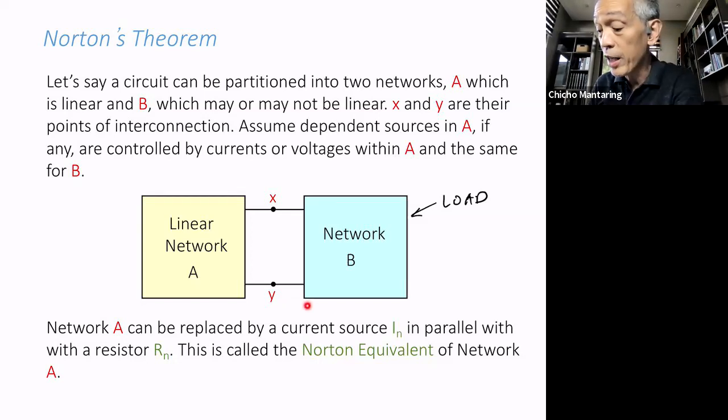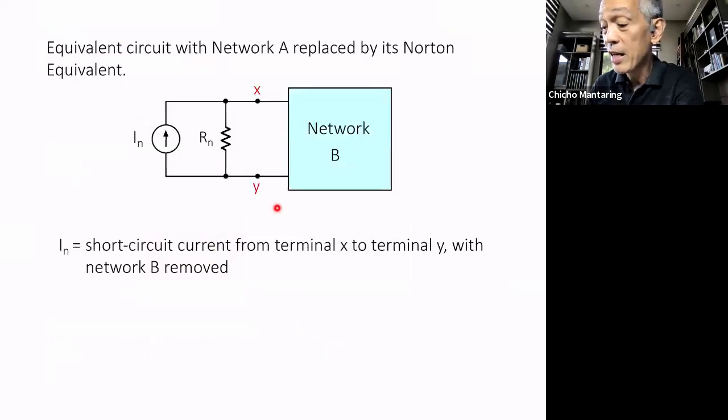So I can redraw this this way. So your network A is now replaced by my Norton equivalent. So with network B connected, it is now easier for me to compute for the values that we want to compute for within network B. So that is what we want to use Norton's theorem for.